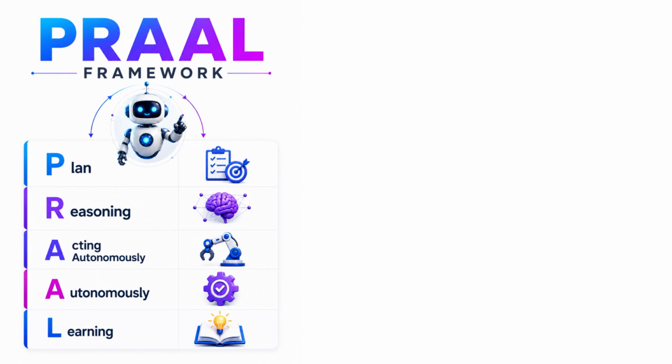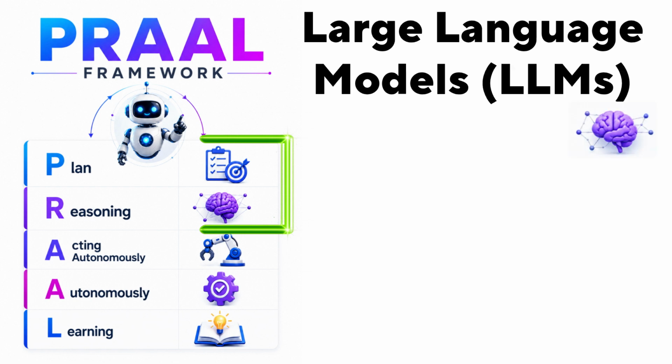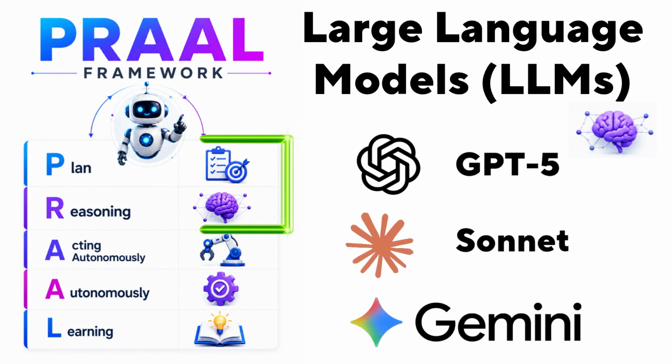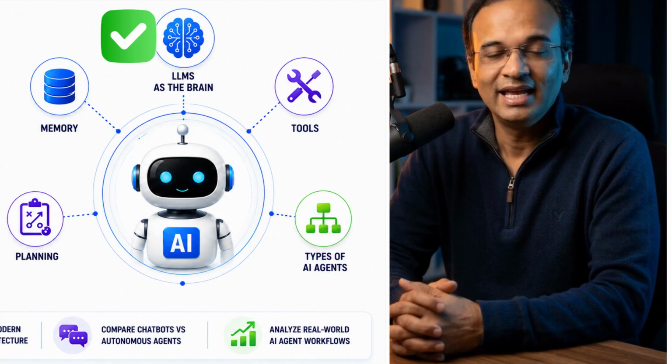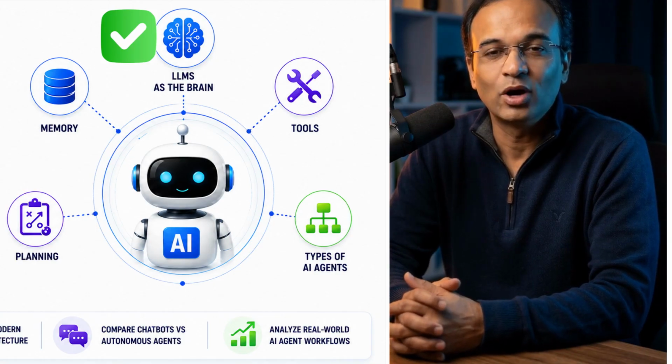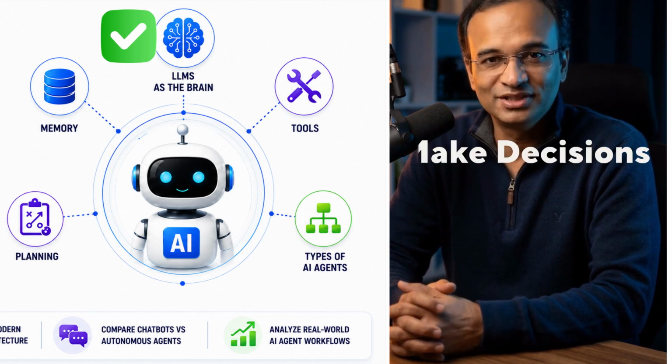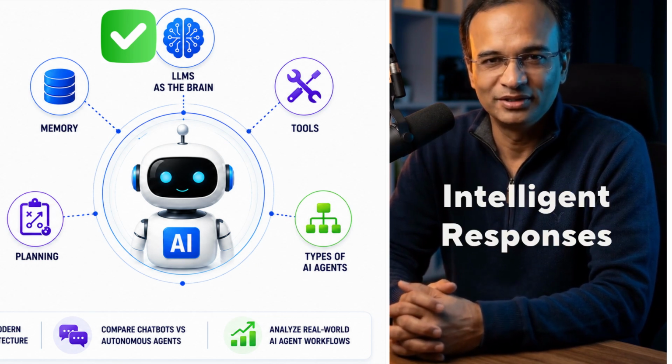To understand this, just think, how can an AI agent plan and reason? It needs a brain to think. That's where large language models, LLMs, come in. Models like GPT-5, Claude Sonnet, and Gemini act as the brain of the AI agent. An AI agent uses these LLMs to understand goals, reason through problems, make decisions, and generate intelligent responses.